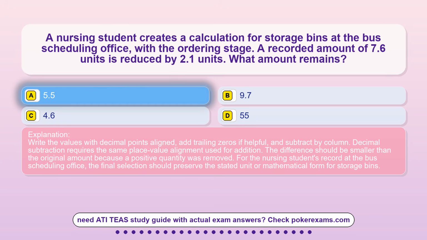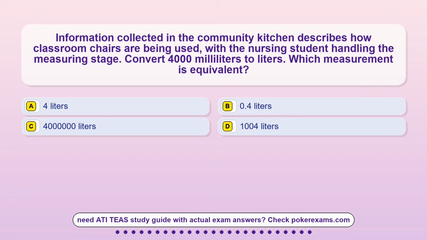For the nursing student's record at the bus scheduling office, the final selection should preserve the stated unit or mathematical form for storage bins. Question 15. Information collected in the community kitchen describes how classroom chairs are being used, with the nursing student handling the measuring stage. Convert 4,000 milliliters to liters.